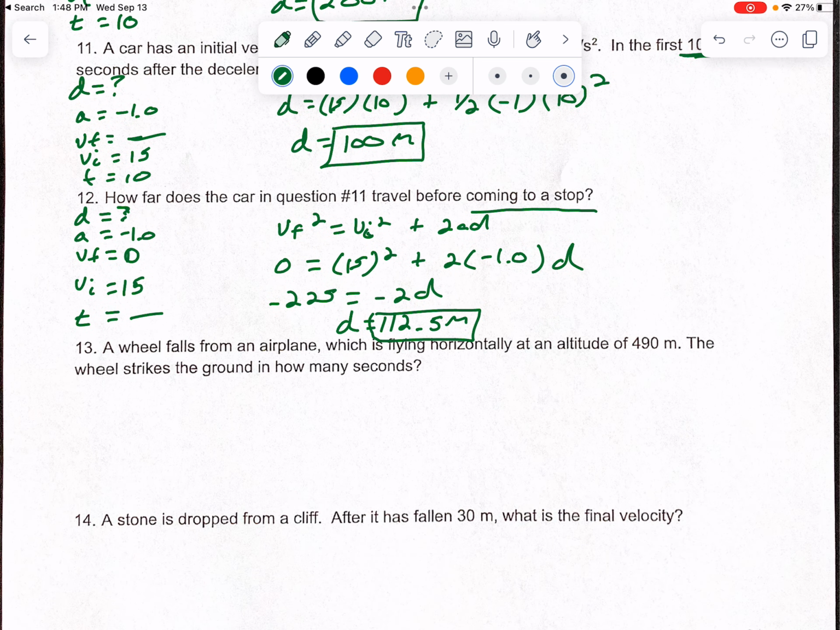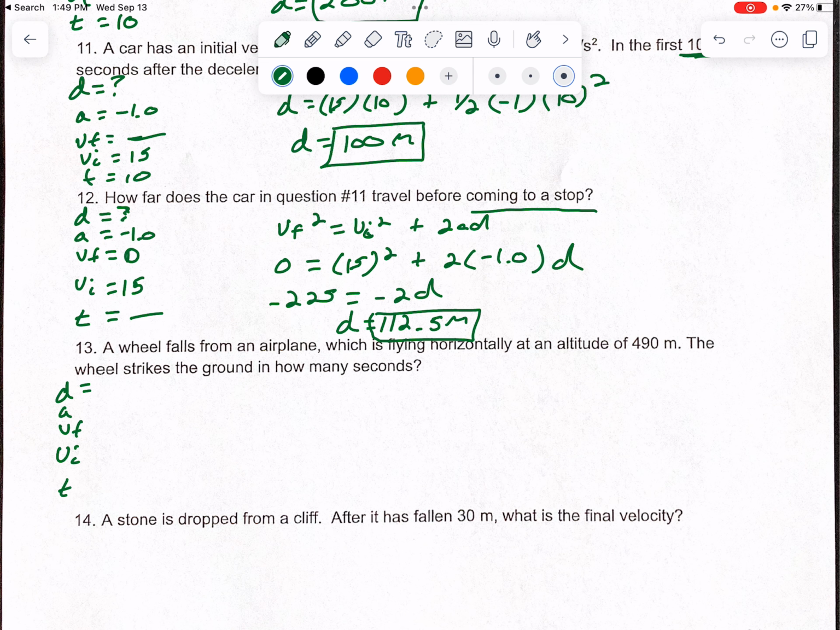Number 13: a wheel falls from an airplane which is flying horizontally at an altitude of 490 meters. Now this one, I've been seeing more confusion on this one: you have a plane that's flying horizontally and we're dropping something from it. So I'm seeing a lot of trouble with your initial velocity on this one, and we'll go over it. So I have an altitude of 490 meters.